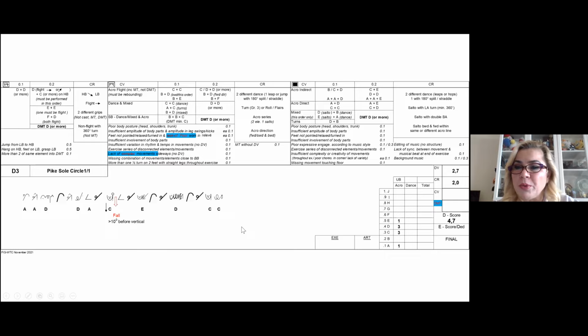We have the from up to down, high to low bar. We have the flight on the same bar. We have close bar element, and we have to do different grips. So, and the full turn, all is okay. No connections or dismount bonus. And the D value is 4.7. I hope you are okay with your evaluation and all fine.